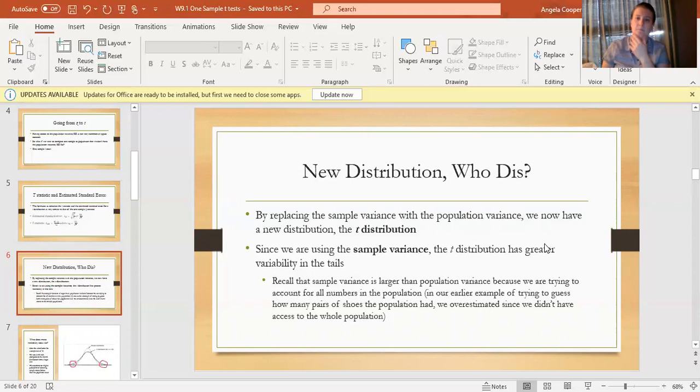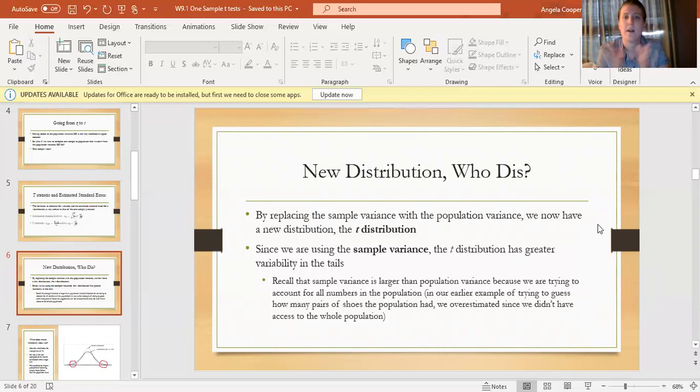So, now we have access to the sample variance and the sample standard deviation as opposed to the population, so we use a different distribution. We now have the t distribution. Since we have a distribution using the sample measures of variability, be it variance or standard deviation, we have greater variability in the tails.